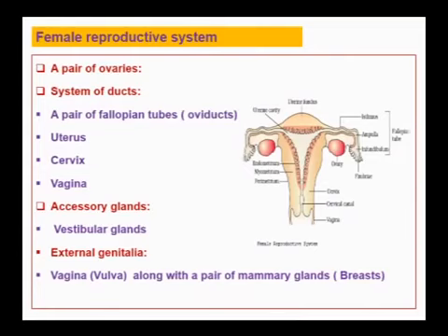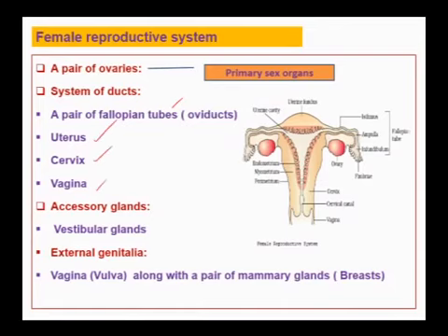Coming to female reproductive system. Female reproductive system consists of a pair of ovaries which are the primary sex organs. Then it includes system of ducts. System of ducts includes fallopian tubes, uterus, cervix and vagina.